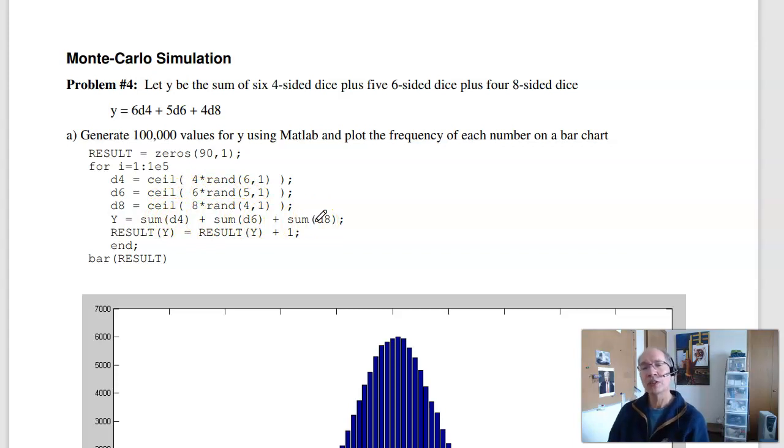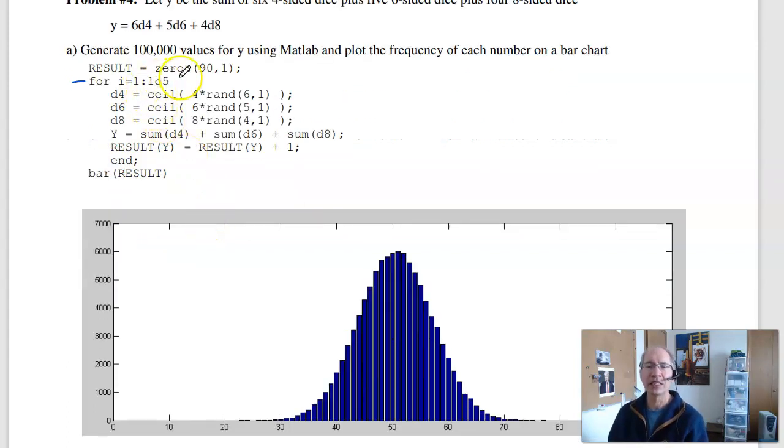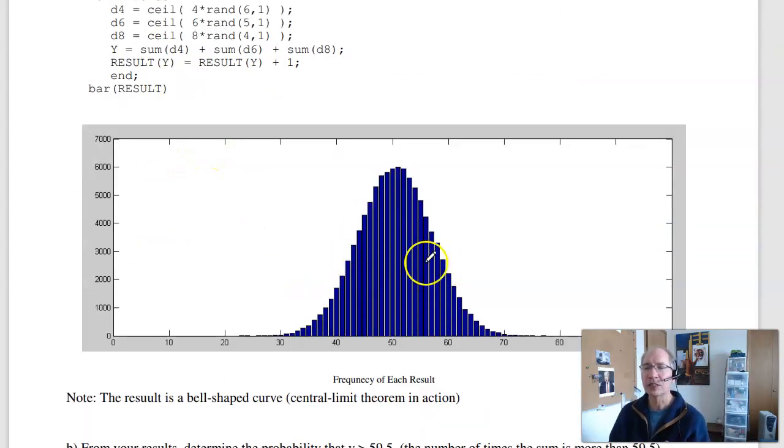One way to determine the distribution is called a Monte Carlo simulation. I toss the dice 100,000 times and count how many times I got a 1, how many times I got a 2, and so on. The result looks like this. That's the central limit theorem in action. This is a bell-shaped curve. The distribution converges to a normal distribution.